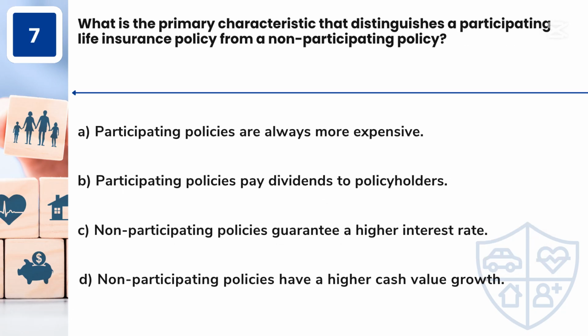Question 7. What is the primary characteristic that distinguishes a participating life insurance policy from a non-participating policy? A. Participating policies are always more expensive. B. Participating policies pay dividends to policyholders. C. Non-participating policies guarantee a higher interest rate. D. Non-participating policies have a higher cash value growth.